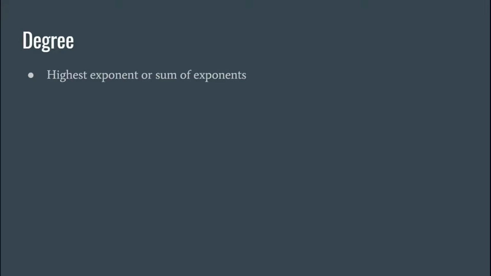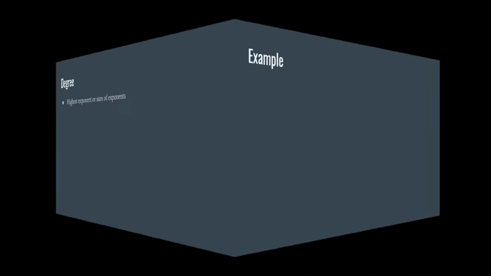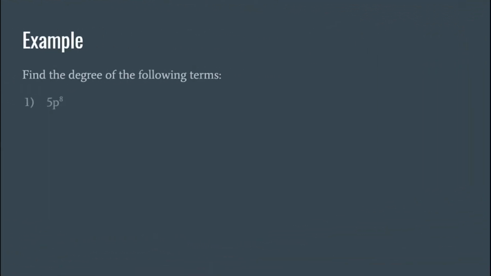Now the degree, when we talk about degree, is the highest exponent or sum of exponents, because sometimes your term will have more than one variable in it. So your degree is found by adding up all of the exponents in a term. Okay, so let's take a look at some examples here.